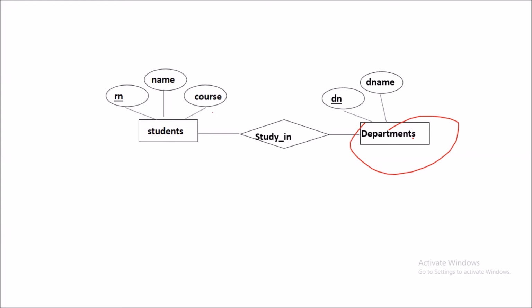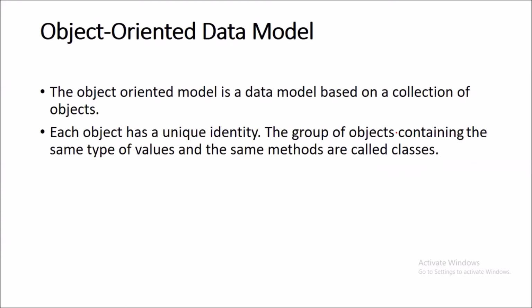So here the ER model is a high level conceptual model. It allows us to describe the data involved in a real-world enterprise in terms of objects and their relationships. Here, student and department are entities, or you can say objects, and study in is a relationship between student and department. It is widely used to develop the initial design of a database. It provides a set of useful concepts that make it convenient for a developer. So here, a developer can easily understand how we can store our data. Now next is object-oriented data model.